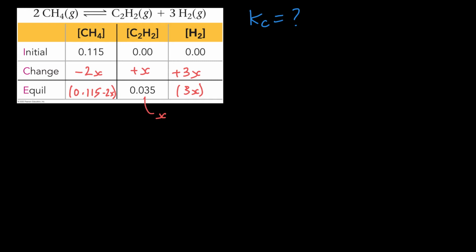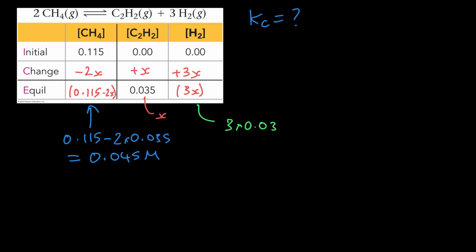That allows us to calculate the concentration of CH4. That is 0.115 minus 2x, so 2 times 0.035, and that ends up being 0.045. Again, we've played a little loose with the units, so those should be moles per liter. And then 3x is just 3 times 0.035, which is 0.105, and that should be a concentration, so moles per liter.